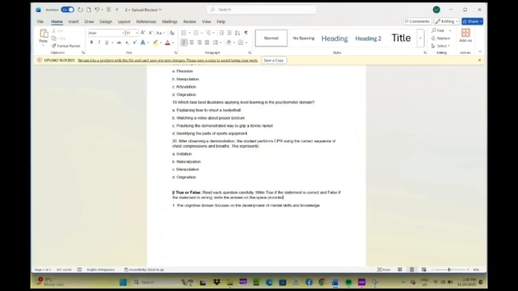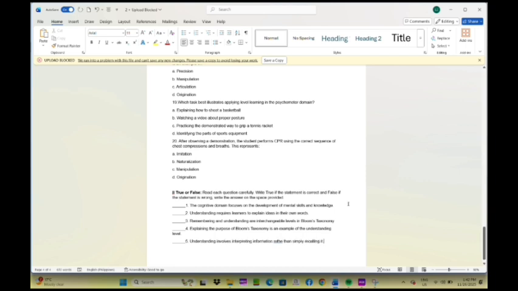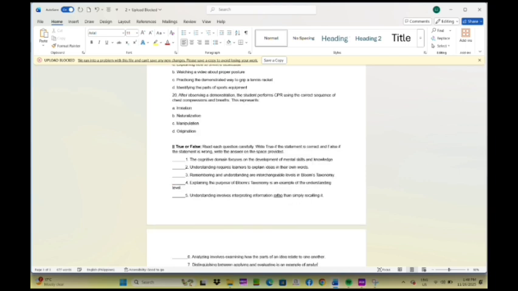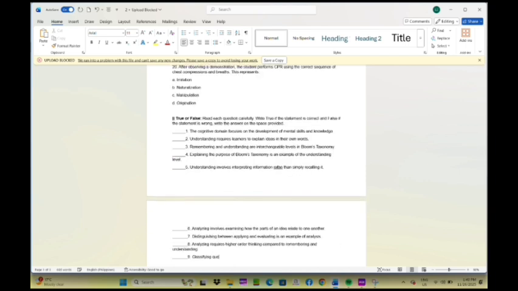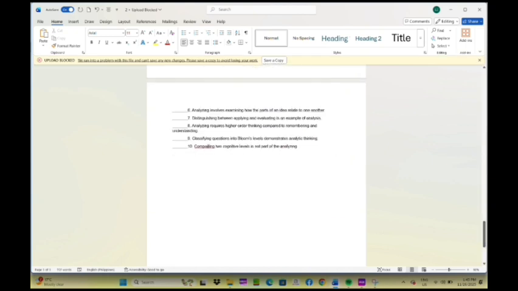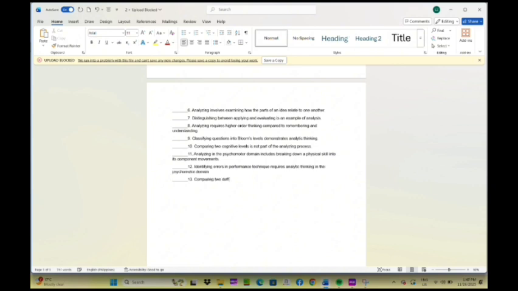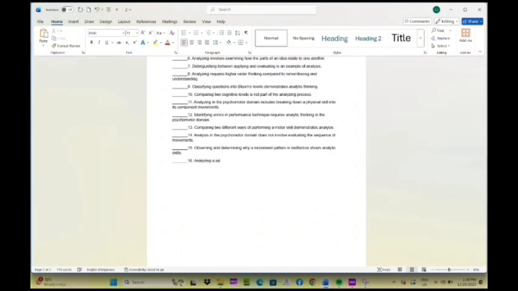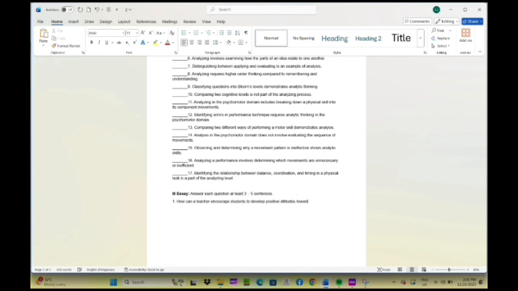So for test 2, we have the true or false questions. The instructions state: read each question carefully, write true if the statement is correct and false if the statement is wrong. Write the answer on the space provided. These questions are also based on the TOS, where the levels of questions are constructed according to the level of cognitive domain. And the last type of test questions, we have the essay type.